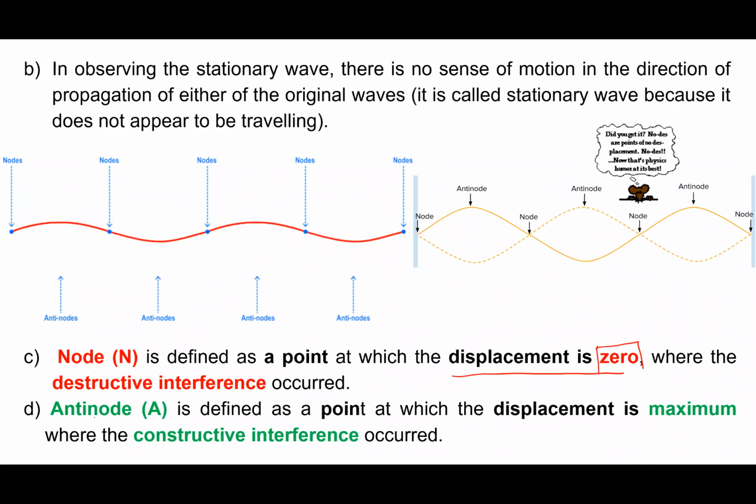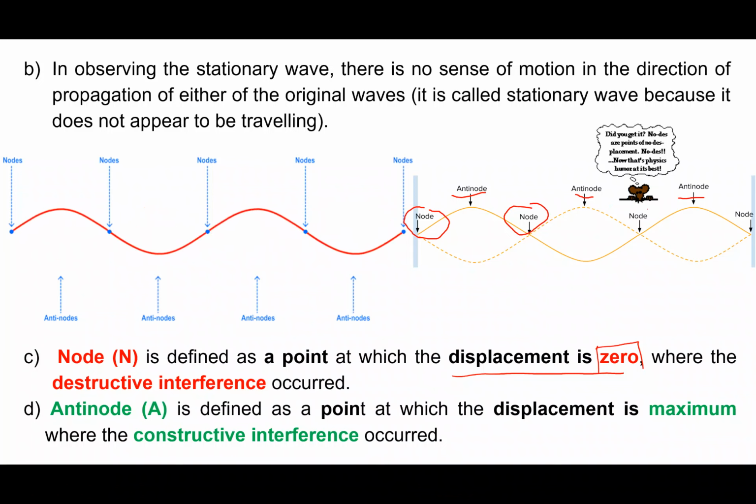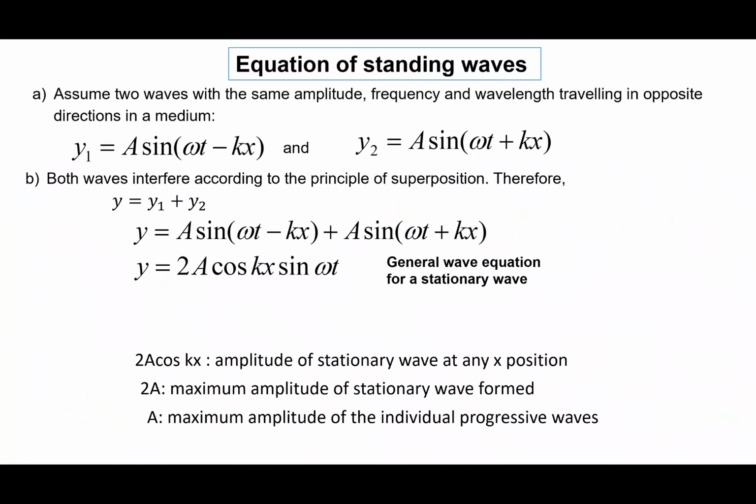Anti-node pula adalah point di mana displacement is maximum dan pada ketika itu constructive interference berlaku. So, kalau you nampak dilabelkan anti-nodes ni, yang paling maksimum ni semua anti-nodes lah. Ni anti-nodes, ni anti-nodes, ni anti-nodes. Point yang zero displacement ini kita panggil sebagai nodes. Ini nodes, ini nodes, dan ini nodes.